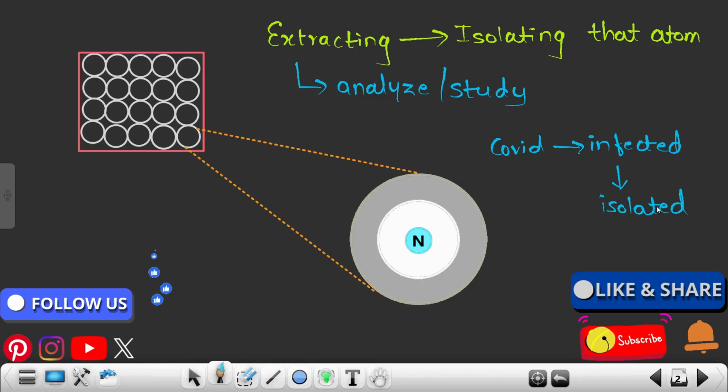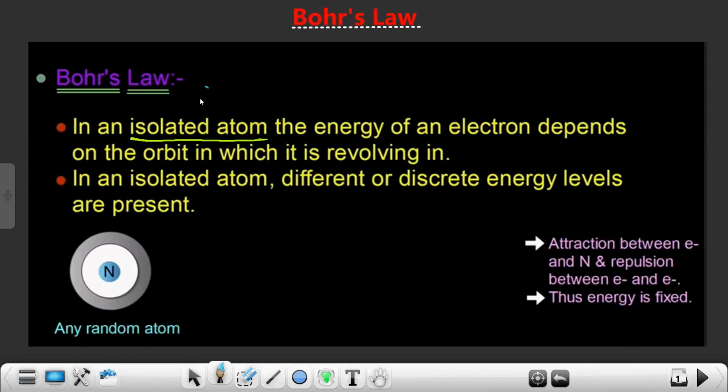Great. So we can apply the same idea to the atom. We have n number of atoms, and out of that we are just extracting one particular atom and studying it. I hope you are able to understand this part. So this is the meaning of isolated atom. That means a single atom.